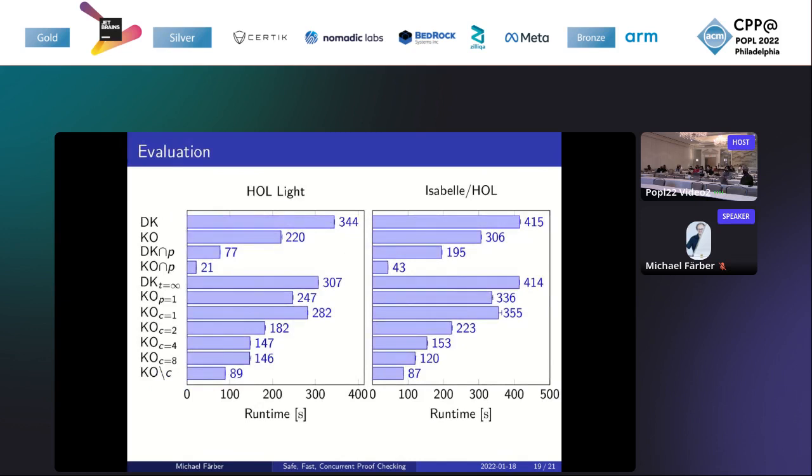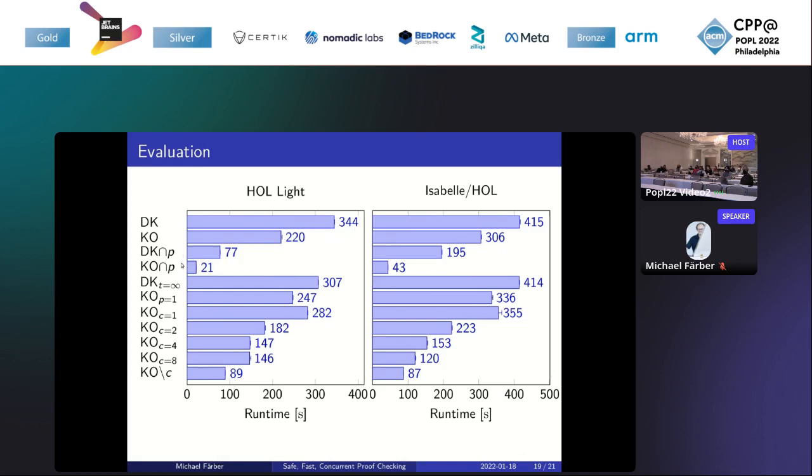I evaluated the performance of Dedukti and Kontroli on several datasets. Here I show the results for two datasets exported from HOL Light and Isabelle/HOL. First, I evaluate the performance of sequential Dedukti and Kontroli. And here we can see that Kontroli is significantly faster than Dedukti.